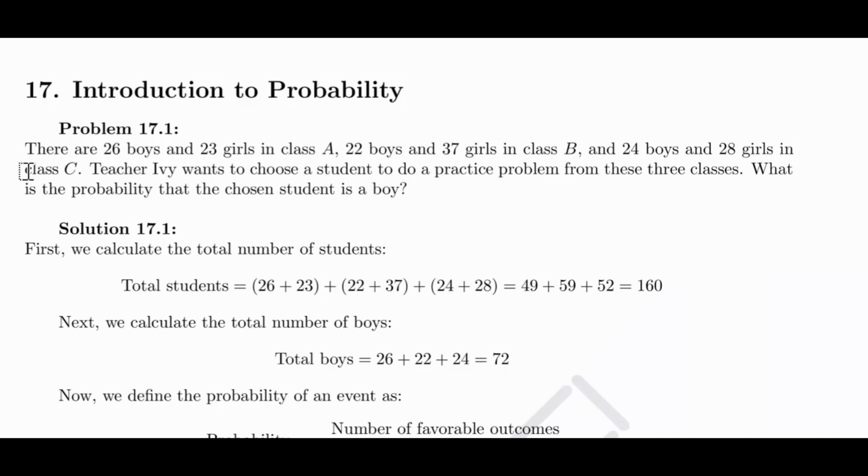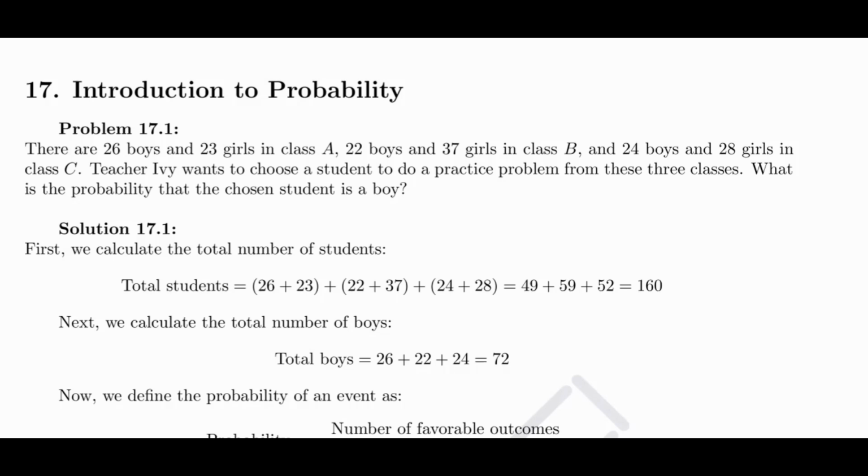Example 1. Choosing a student. We have 3 classes. Class A has 26 boys and 23 girls. Class B has 22 boys and 37 girls. Class C has 24 boys and 28 girls. Teacher Ivy wants to pick one student at random. What is the probability that the student chosen is a boy?